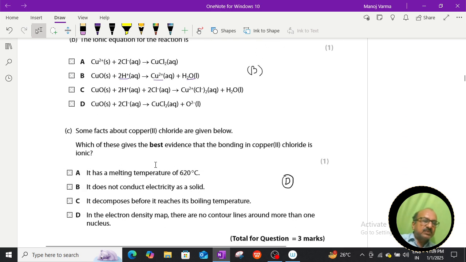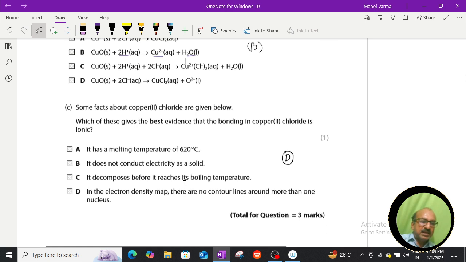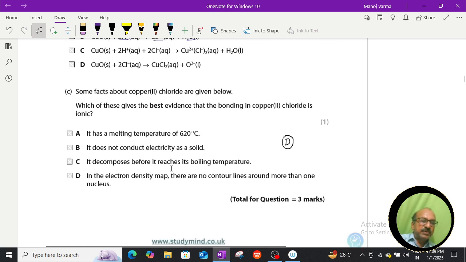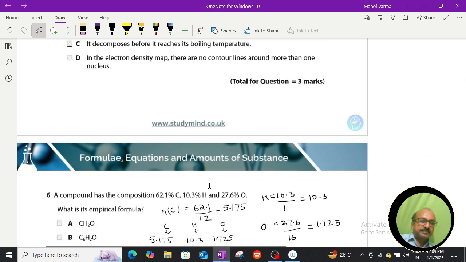Okay, now the next question is, some facts about copper 2 chloride are given below. Which of these gives the best evidence that the bonding in copper 2 chloride is ionic? It has a melting point of 620 degrees. It does not conduct electricity as a solid. It decomposes before it reaches its boiling temperature. In the electron density map, there are no contour lines around more than one nucleus. So this in fact is the actual evidence that the bonding in copper 2 chloride is ionic. So D is the correct answer.